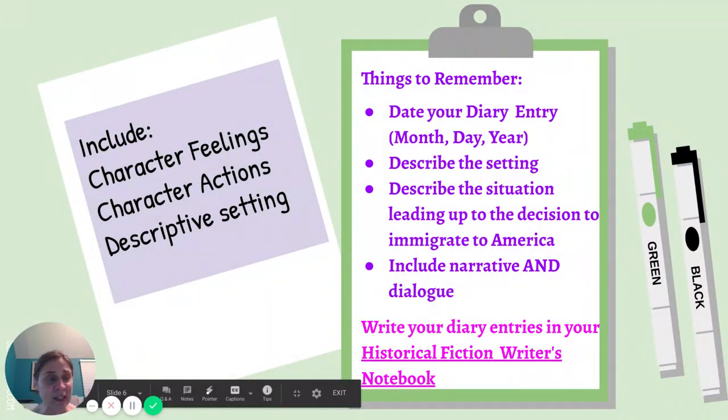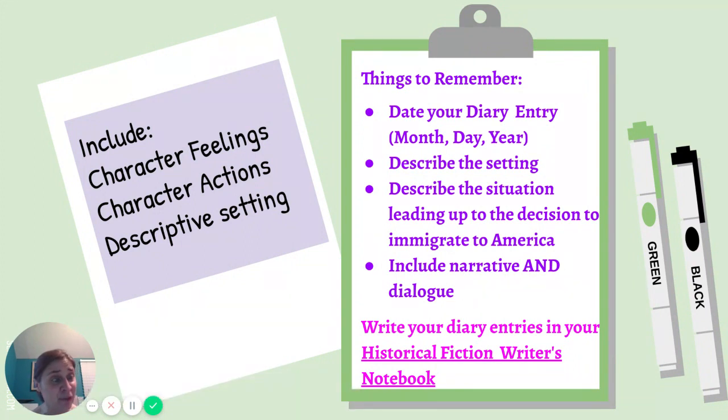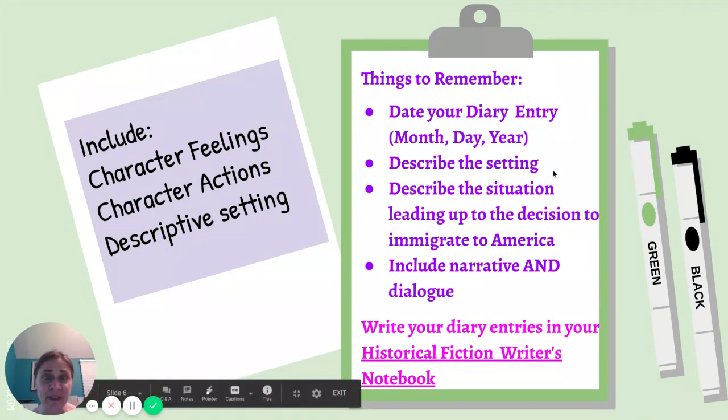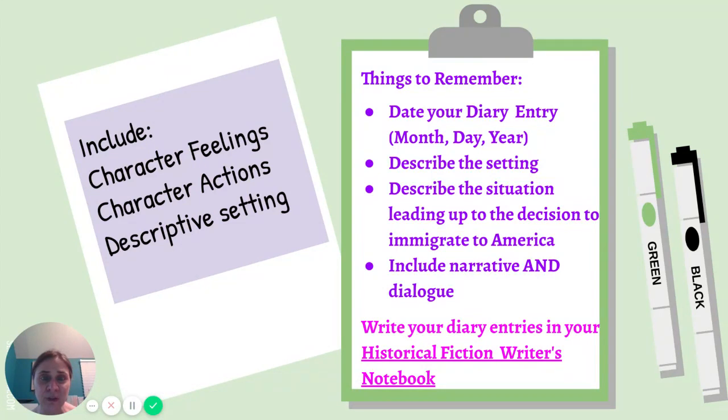So today in your diary entry, you're going to be focusing on the situation of your character and their family and what's happening leading up to the decision to immigrate to America. So a few things to remember. You want to date your diary entry for month, day, and year. You're going to describe the setting, describe the situation leading up to the decision to immigrate to America.